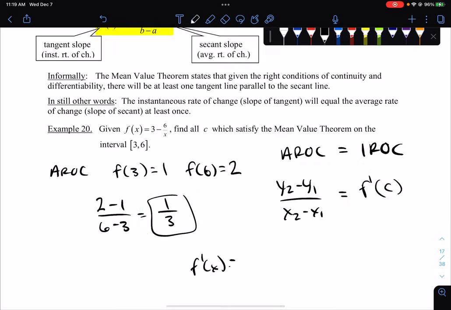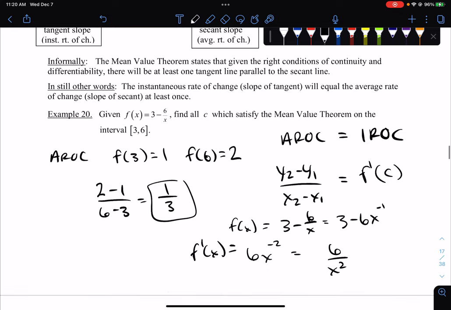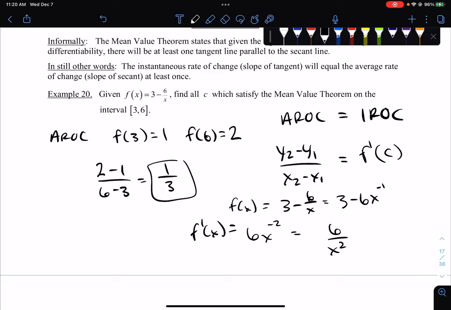f of x we can rewrite to be 3 minus 6 over x, which becomes 3 minus 6 times x to the negative 1. So when I take the derivative, the negative 1 multiplies down and becomes a positive 6, and x goes down to negative 2, so f prime of x equals 6 over x squared. Now, I want this to equal 1/3. I want 6 over x squared to equal 1/3. So I want to know where that's going to happen.